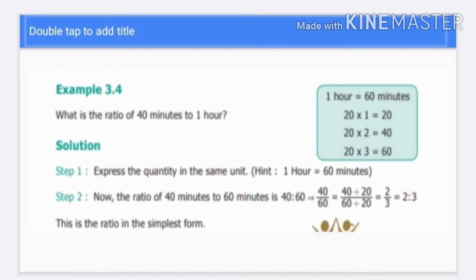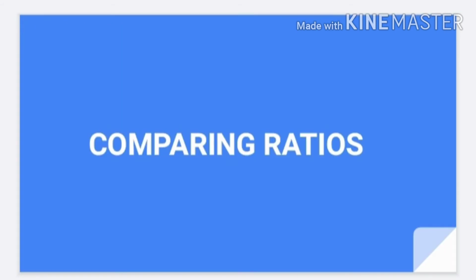Sums. What is the ratio of 40 minutes to 1 hour? Change the quantities to the same units. Hours converted into minutes. 1 hour equal to 60 minutes. Write the ratio in the fractional form 40 by 60. 40 by 60 cancel by 20 table. 20 2s are 40, 20 3s are 60. Equal to 2 by 3. The ratio is 2 is to 3. Are you clear, students?